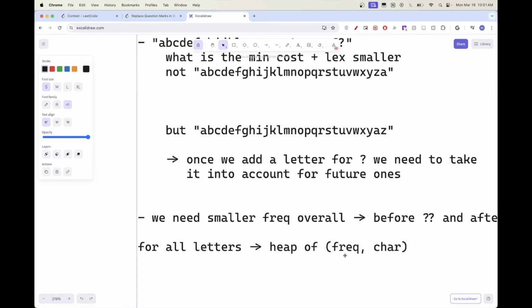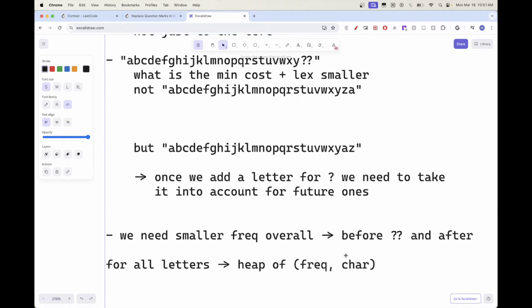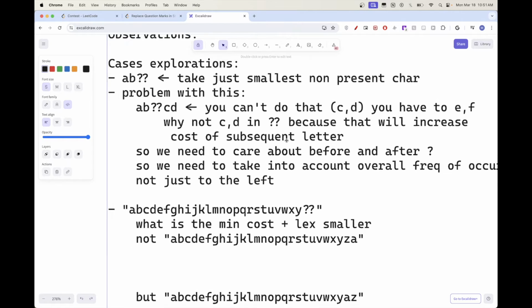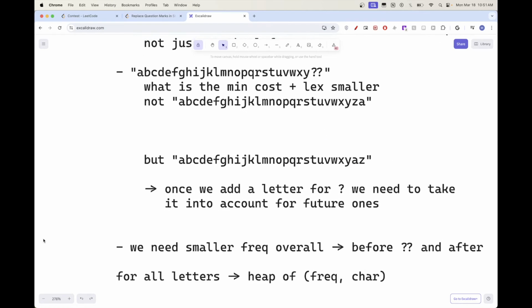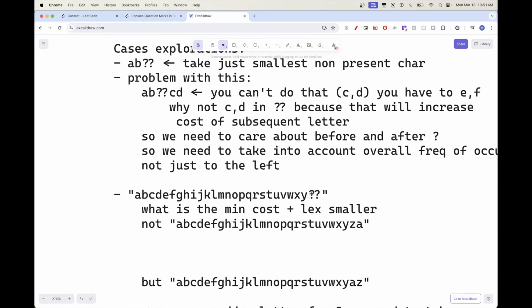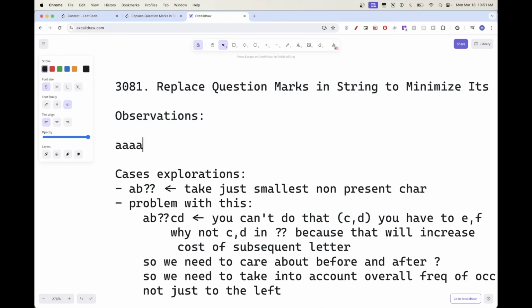Okay, so with those observations, we can do a solution. Now, the first thing we need to apply is this part here, where we need to take care of all the overall frequencies. So how do we do that? Well, we need to keep track of the frequency and put in the question marks only the ones with the smaller frequency, because if we have, let's say, AA question mark, B question mark, and maybe we have all the other letters until YZ, it makes sense here to take B and put it here.